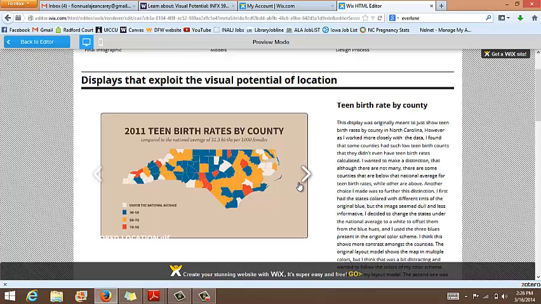But the visual potential is exploited because not only can you tell that we're talking about North Carolina by the overall shape of the state, but you can also tell where the counties are, and by the different coloring you can show the birth rate within that county.